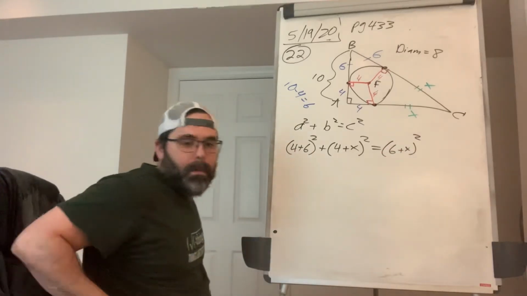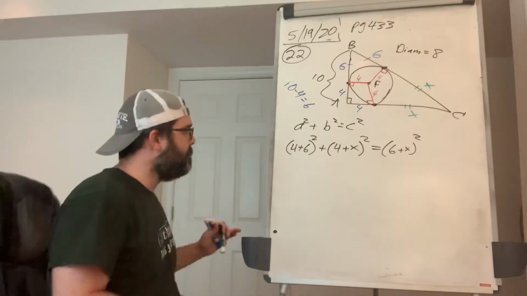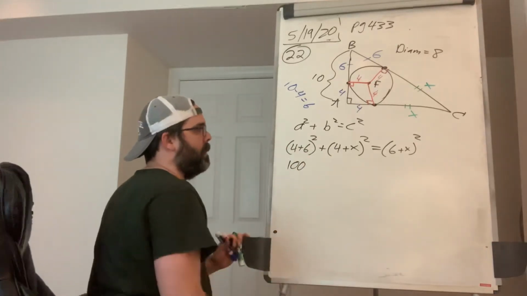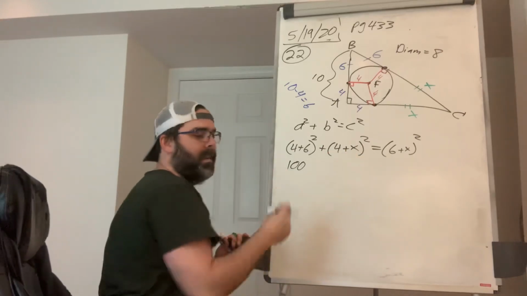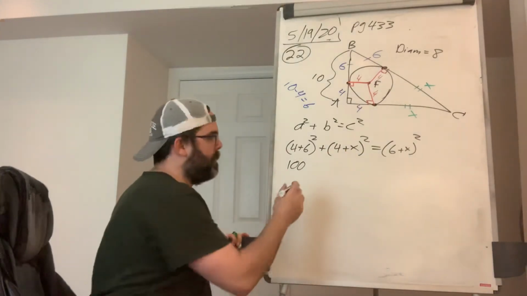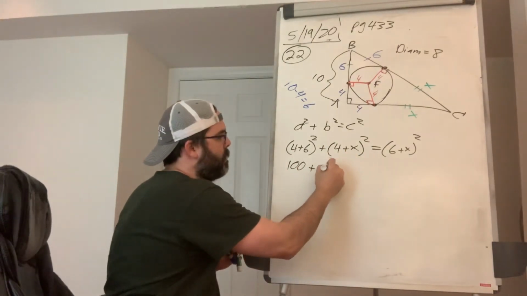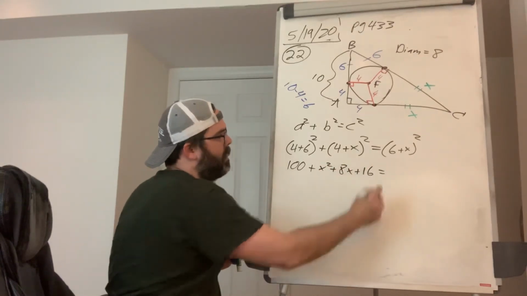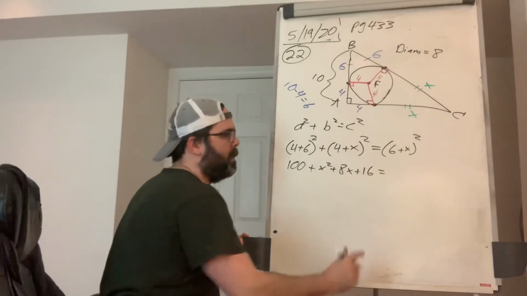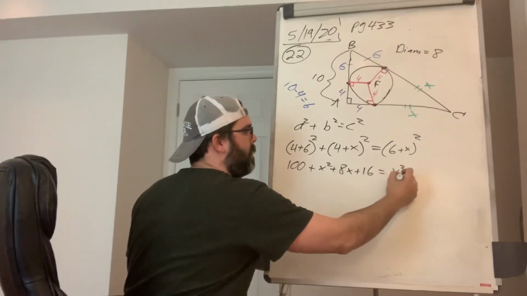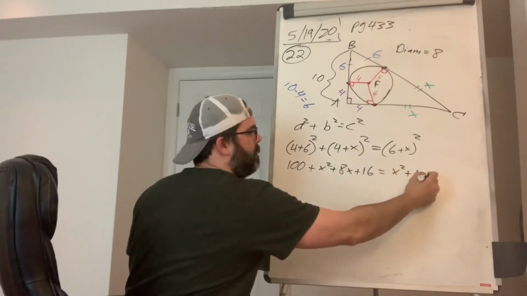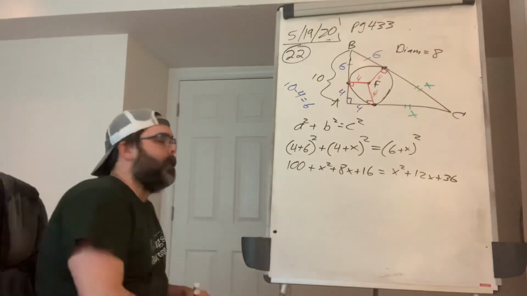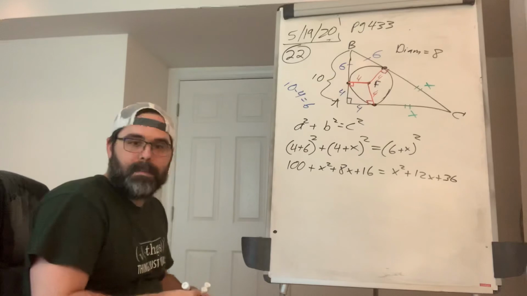Now I'm going to have to do a little bit of foiling. Well, this is just 100. 10 squared is 100. Okay. 4 plus x squared, and you can foil this out if you want, but just believe me, is x squared plus 8x plus 16. And x plus 6 squared is x squared plus 12x plus 36. Okay, now we have an equation we need to solve for x.